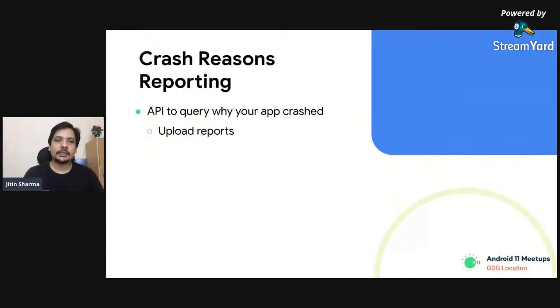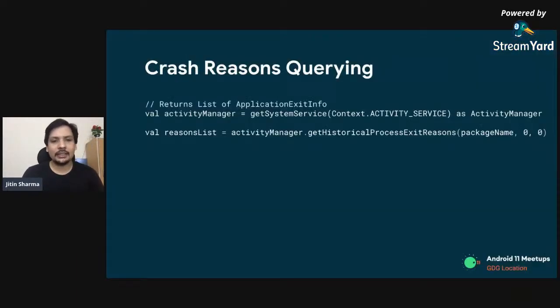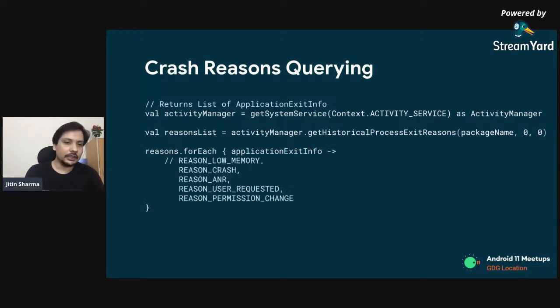Crash reporting reasons. This is another very interesting API which Android has added. It allows you to query the system for why your application crashed. It's available in Activity Manager as a function called get historical process exit reasons, and you can send your own package name into it, and you get the historical reasons for why your process exited. Reasons could be, for example, low memory: the system might have killed your application due to low memory, or a crash.